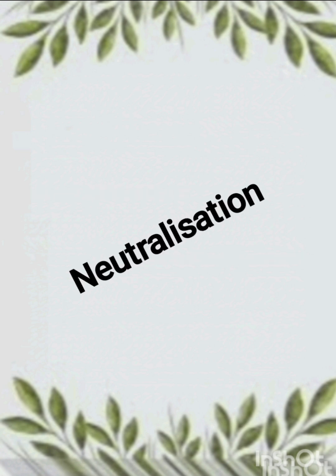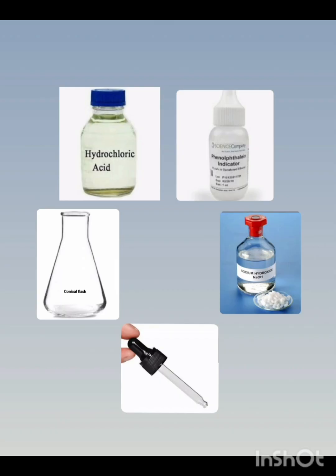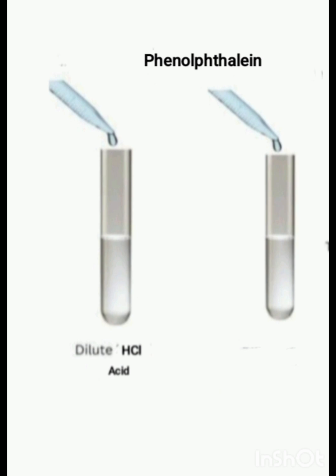Now let's move ahead and learn about neutralization in this video. Students, now let's look at an activity. Whenever you do this in the laboratory, make sure to do it only in the presence of your teacher. Okay? For this activity, we need dilute hydrochloric acid, phenolphthalein, sodium hydroxide, a conical flask, and a dropper. Fill 1/4 of a test tube with dilute hydrochloric acid.